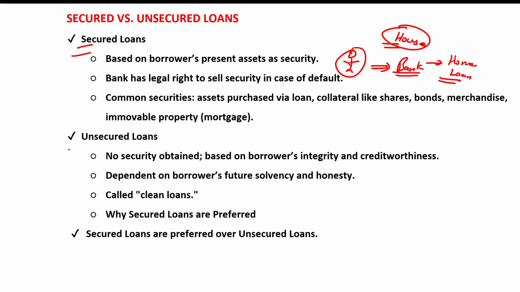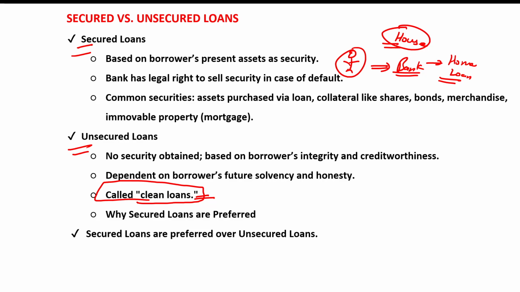Secondly, unsecured loans. An unsecured loan, as the name suggests, is given purely on the borrower's credibility and repayment capacity, without any tangible security. Here the bank relies only on the borrower's promise and financial strength. Such loans are riskier for the bank because if the borrower defaults, the bank has no direct asset to claim. Unsecured loans are also known as clean loans, and recovery depends on legal action against the borrower, which may not always be effective.